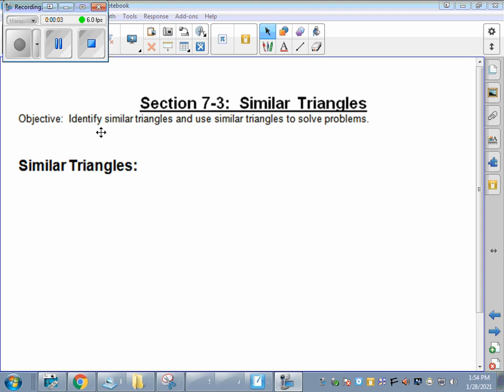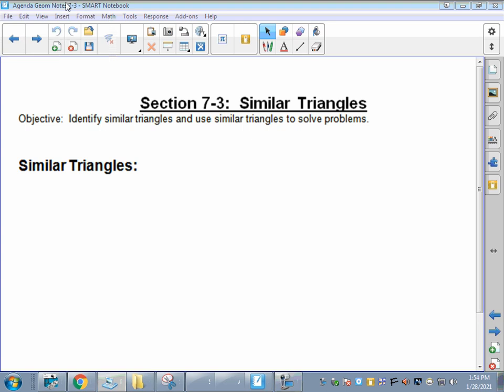Hello, geometry. Welcome back to section 7.3. 7.3 is called similar triangles.